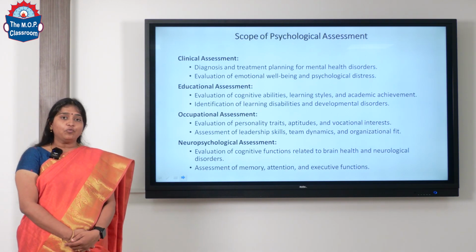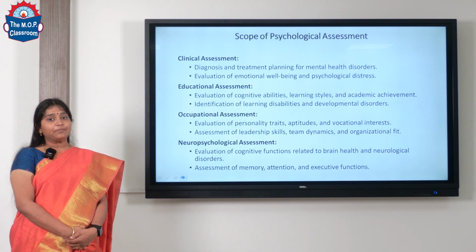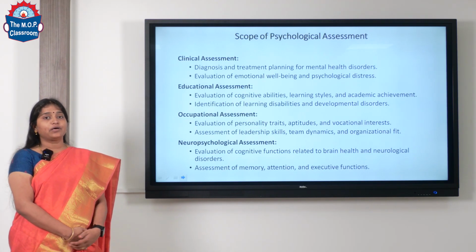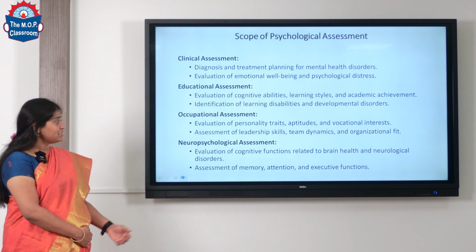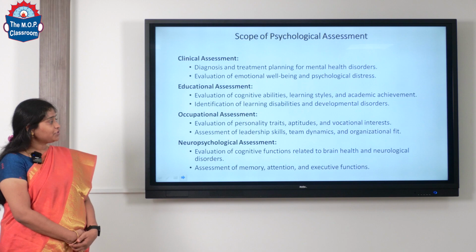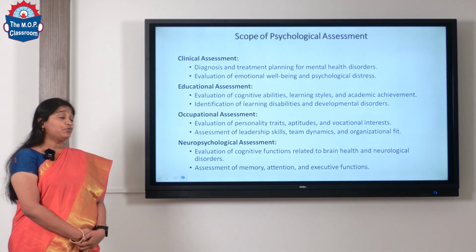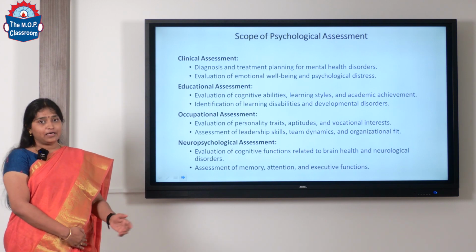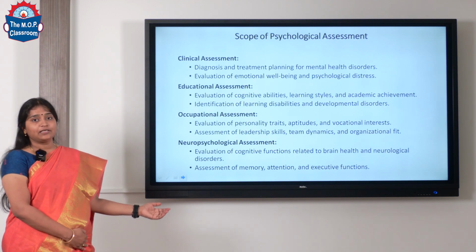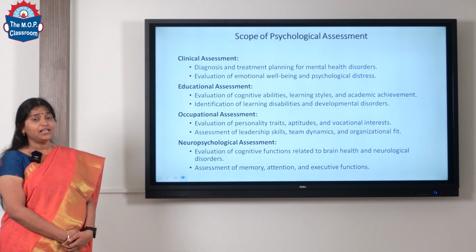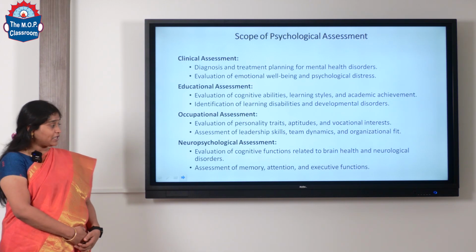And moving forward, neuropsychology is one of the emerging fields. Psychologists with specialized training are required to conduct neuropsychological assessments. So what do they do in such assessments? Evaluation of cognitive functions related to brain health and neurological disorders and diseases are widely studied in neuropsychological assessment. Some tests mentioned here are memory tests, attention tests and other executive functions, which are largely studied by neuropsychologists.